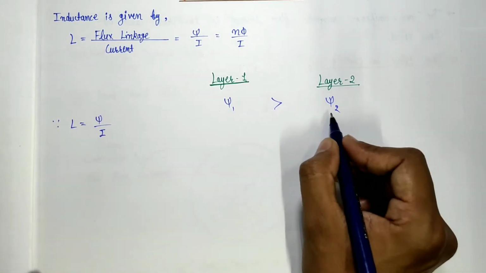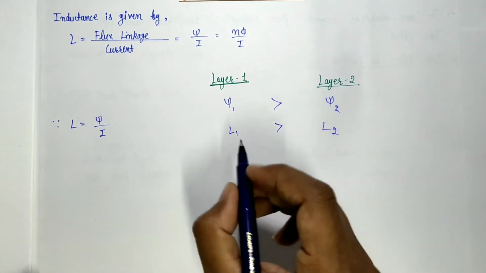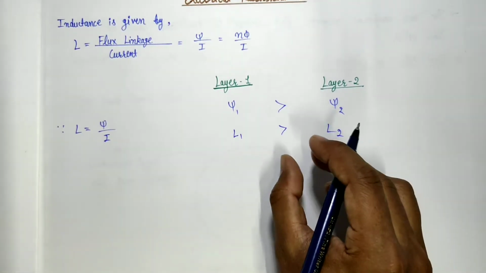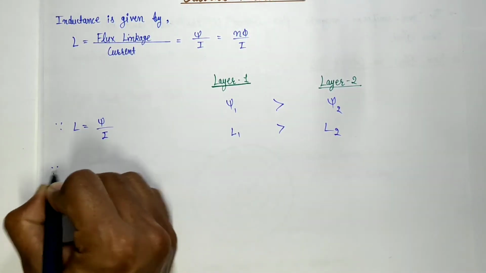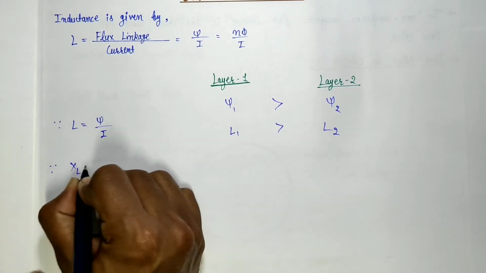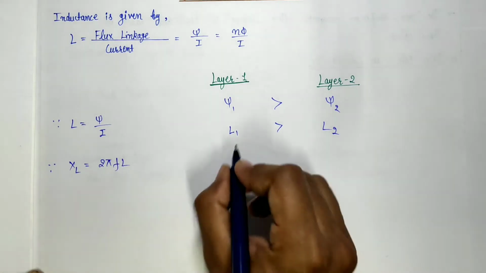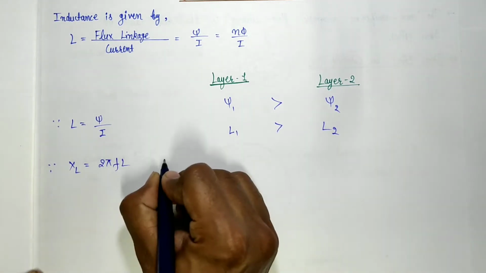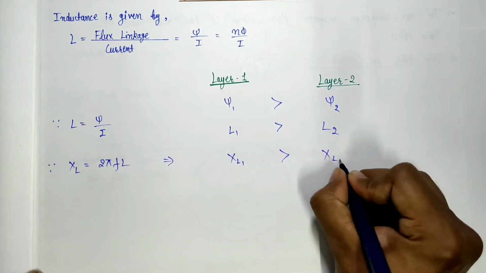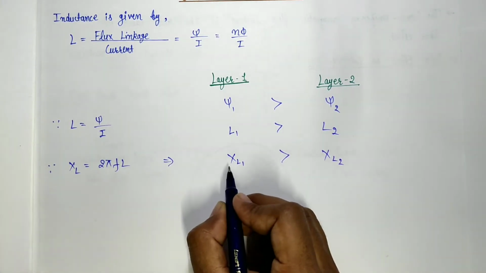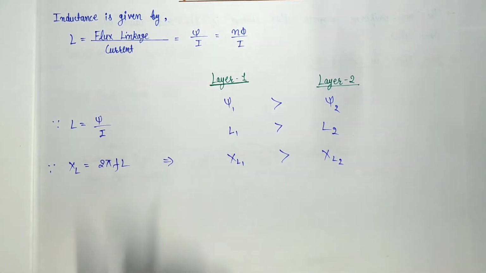Now as we know that the inductance is given by psi by I, if psi 1 is greater than psi 2, therefore what will happen here? L1 will be greater than L2. It means that the inductance of the central layer is greater than the inductance of the outermost layer. Now you should know that inductive reactance is given by 2 pi F L. So if L1 is greater than L2, therefore XL1 will be greater than XL2, or we can say that the inductive reactance of the central layer is greater than the inductive reactance of the outermost or surface layer.